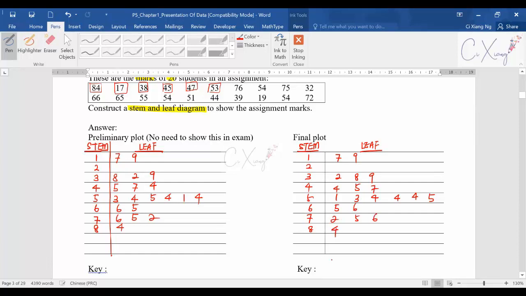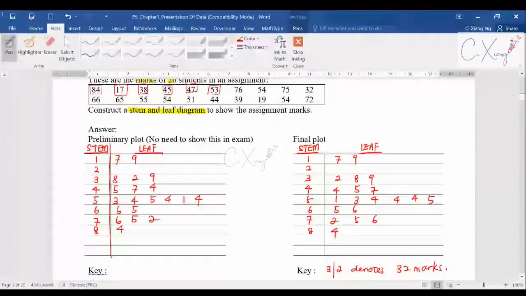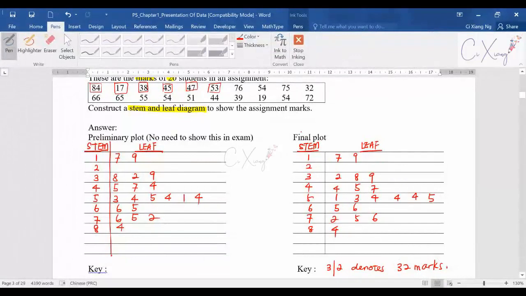Alright, and after that, when you want to write out the key, you can write something like this: 3 stroke 2 denotes 32 marks. This is to make sure that those who didn't learn statistics actually know what this diagram means. Okay, so the key must include the unit. So this is a complete final plot.